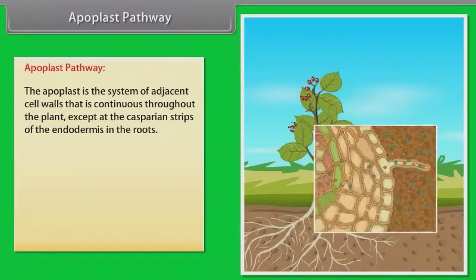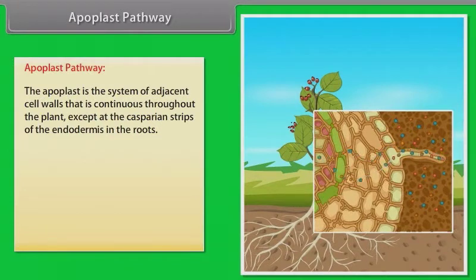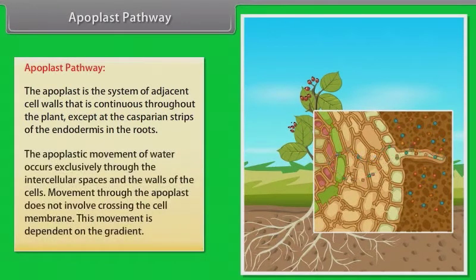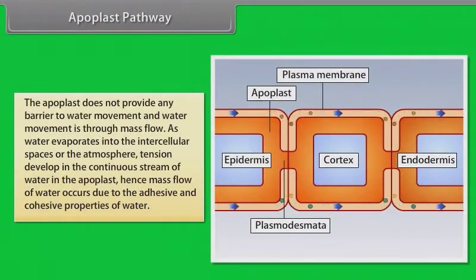Apoplast Pathway. The apoplast is the system of adjacent cell walls that is continuous throughout the plant, except at the Casparian strips of the endodermis in the roots. The apoplastic movement of water occurs exclusively through the intercellular spaces and the walls of the cells. Movement through the apoplast does not involve crossing the cell membrane. This movement is dependent on the gradient. The apoplast does not provide any barrier to water movement, and water movement is through mass flow.